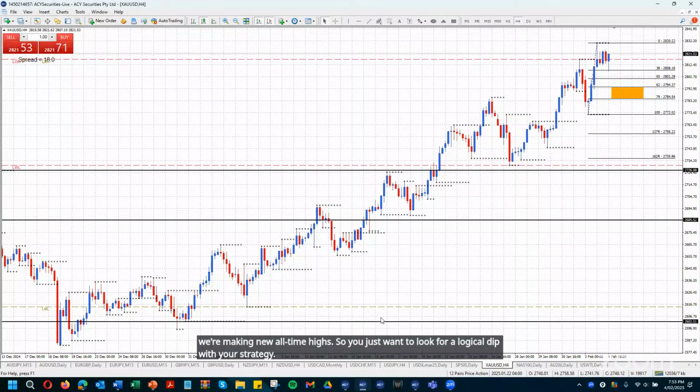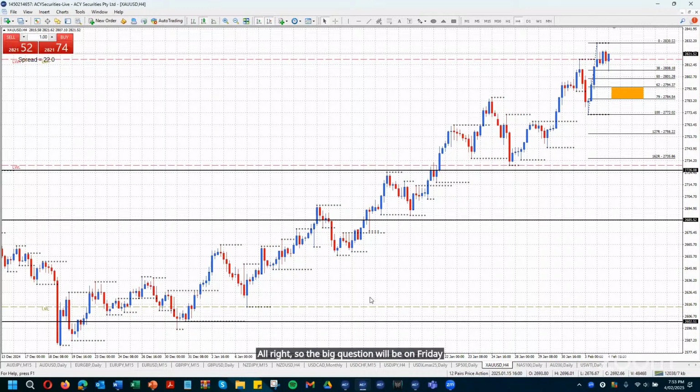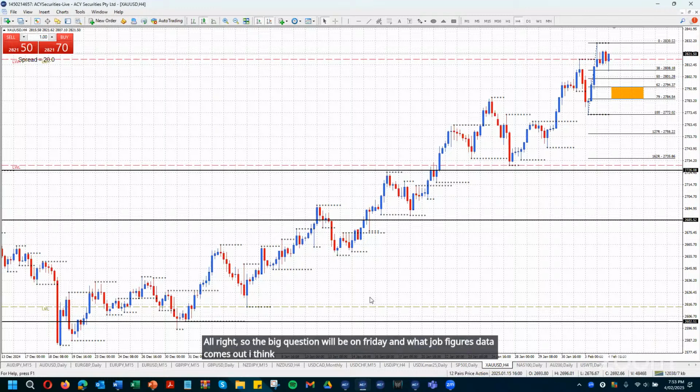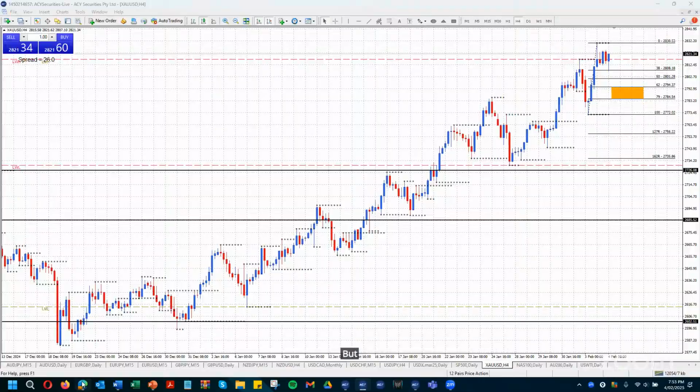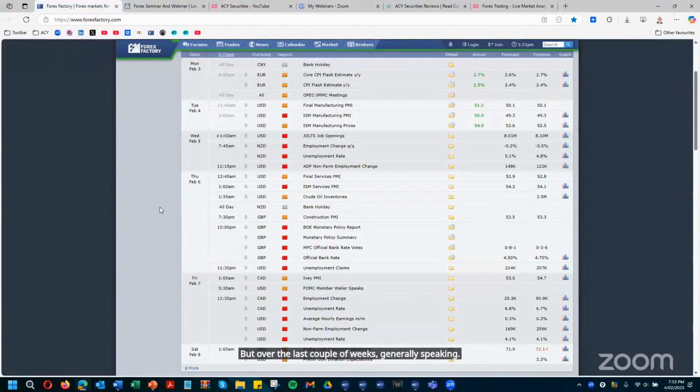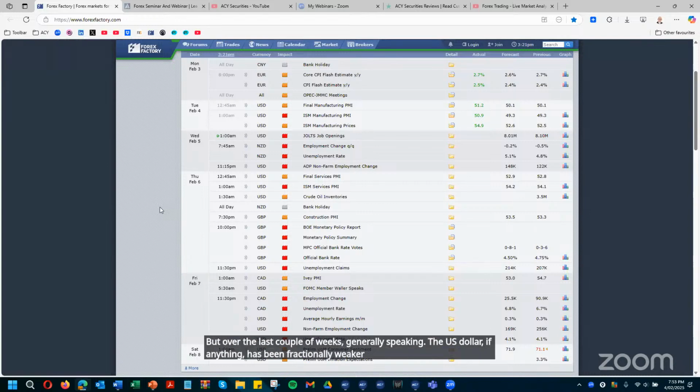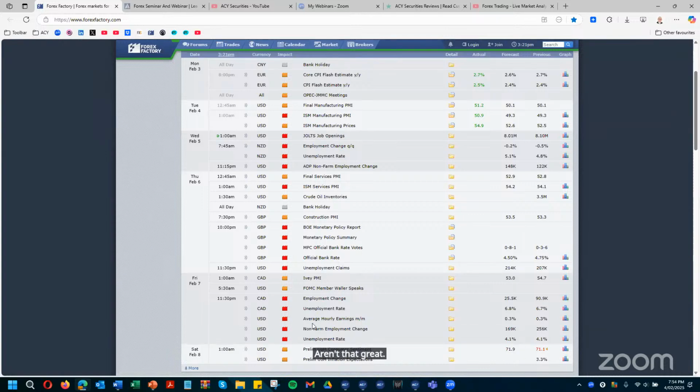All right, so the big question will be on Friday, what job figures data comes out. I think, generally speaking, it'll be interesting to see what other data figures come out this week. But over the last couple of weeks, generally speaking, the US data, if anything, has been fractionally weaker, on the weaker side rather than the positive side. So if we have a few more weak numbers come out this week and the job figures aren't that great, that's only going to add to a weaker dollar in the short term.